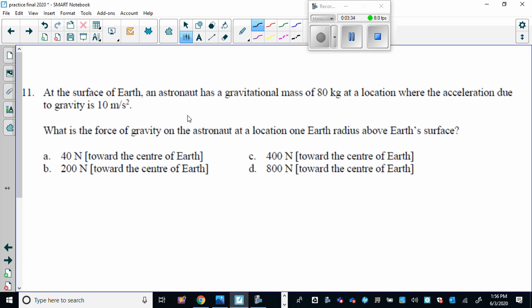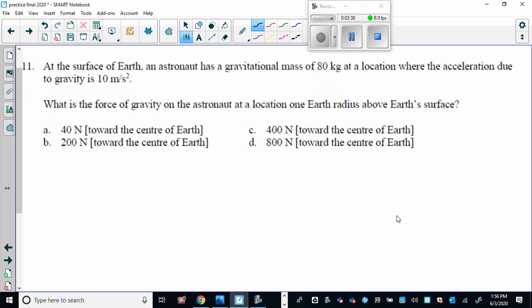On to something a little different. At the surface of the Earth, an astronaut has a gravitational mass of 80 kilograms at a location where the acceleration due to gravity is 10 meters per second squared. What is the force of gravity on the astronaut at a location 1 Earth radius above the Earth? There's the Earth, there's the astronaut, and at that point, you could calculate the gravitational force acting on the astronaut because you have enough information that Fg equals mg.